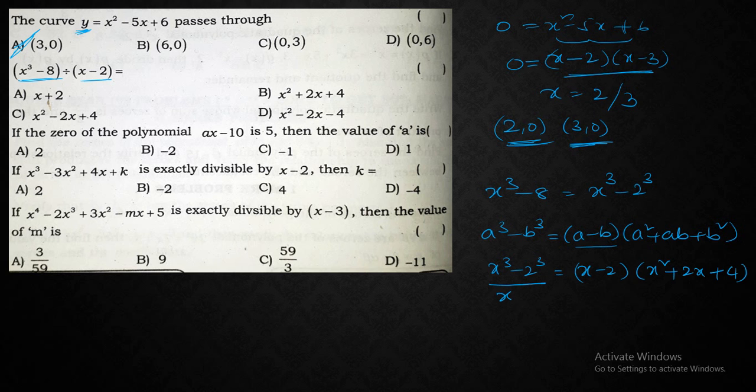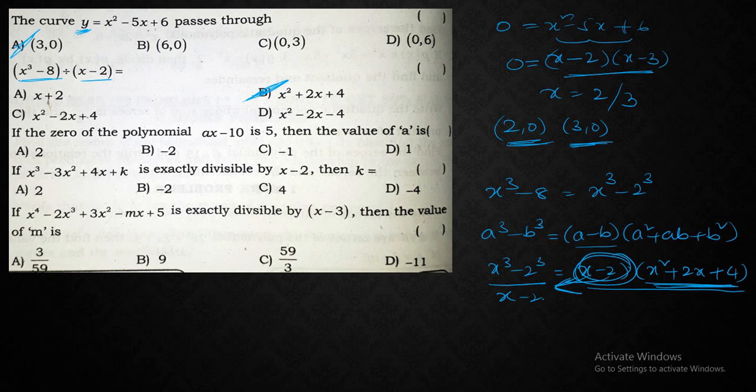Now since I need x cube minus 2 cube by x minus 2, directly I can transpose this here. Then what is the answer? x square plus 2x plus 4, right? So no need to divide on both sides. Just simply transpose this x minus 2 here, and whatever remains, that is my answer.